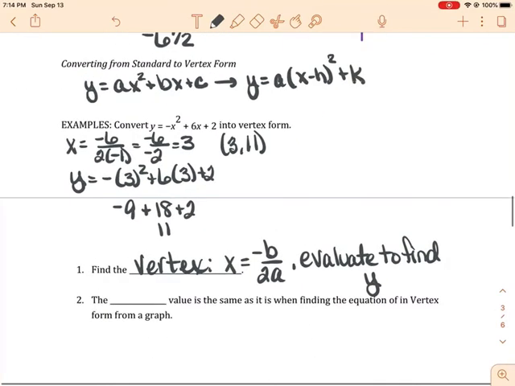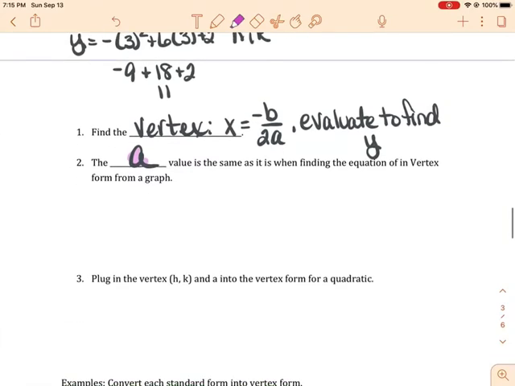Okay. All right. So remember, that is your H and your K. All right, so this is H, this is K. Now what happens here is that the A value is the same as when it's finding the equation in vertex form of the graph. So in other words, the question I'm asking you is, is this guy the same as this guy in front of the squared? So we're going to find out if that's true or not. According to this, it is. I need to be able to say yeah or no. And then when we find that, we're going to plug the H, K, and A into our form.